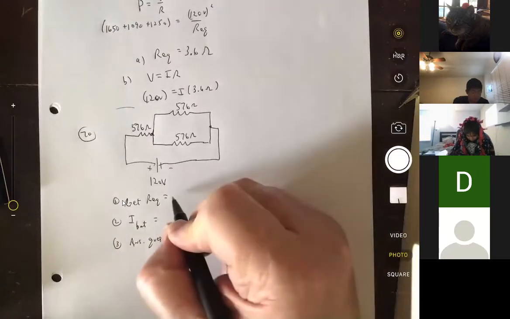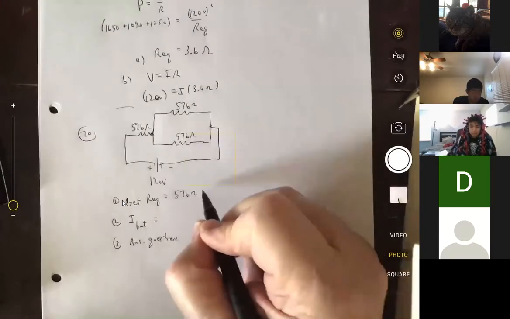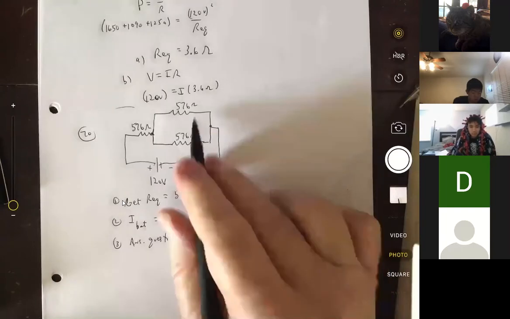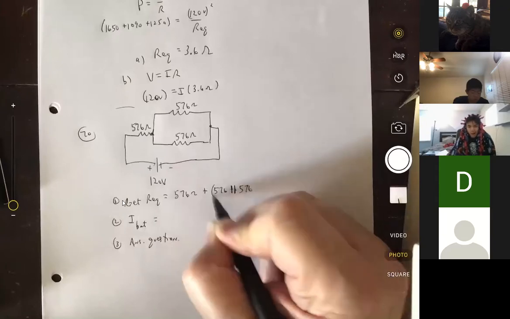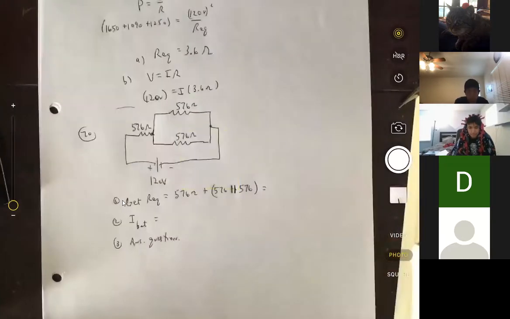So in this case, I've got a 576 ohm resistor that's in series with two 576s that are in parallel. So 576, in parallel with 576. Okay, so that's my resistance right now, a 576 in series with a couple of 576s in parallel.